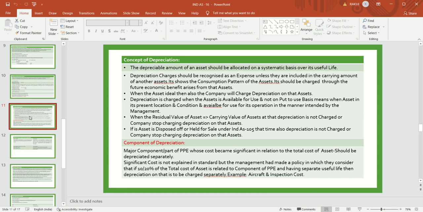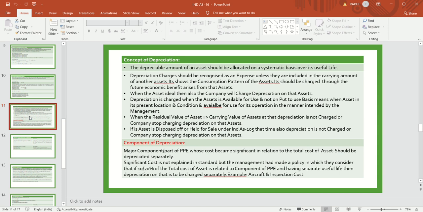In that case depreciation is to be charged separately on both the assets. A major component or part of PPE whose cost is significant in relation to the total cost of the asset should be depreciated separately. Significant cost in relation to total cost is not explained in the standard, but the management makes a policy in which they consider that if 10% of the total cost of the asset is related to a component of PPE, and it has a separate useful life, then depreciation on that is to be charged separately. Like the example of aircraft and inspection cost.